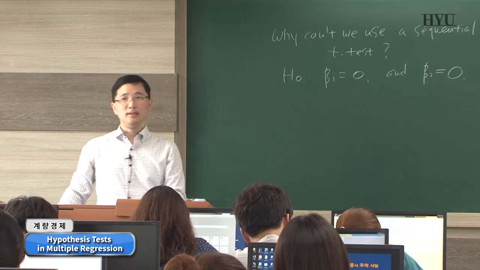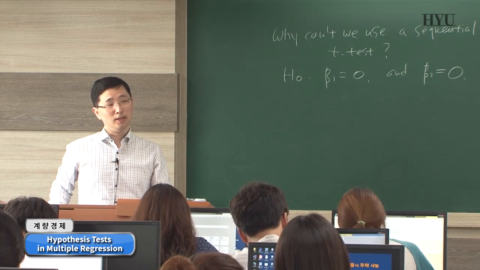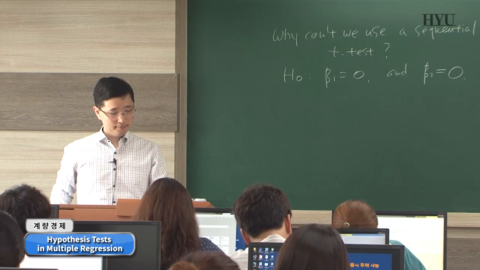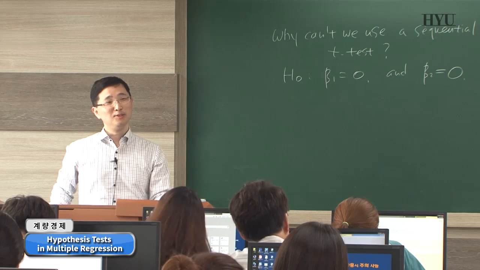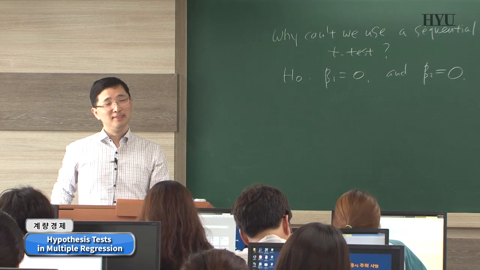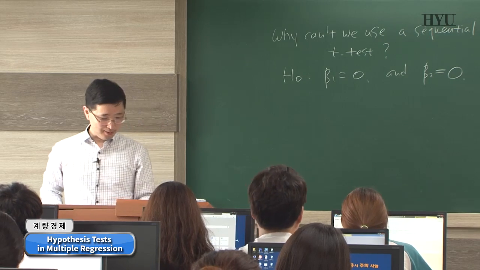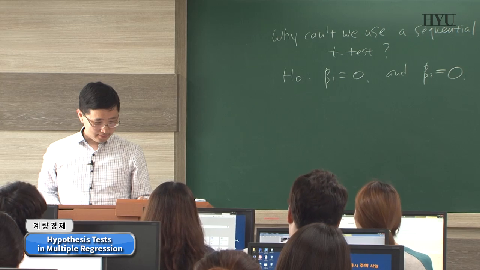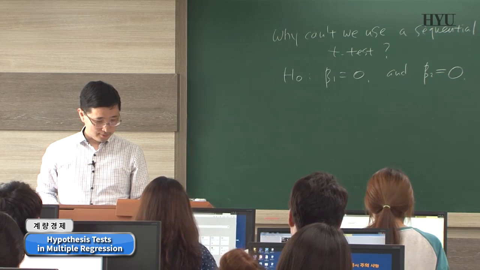So previously I said we shouldn't use a sequential t-test for a joint hypothesis, right? So let's try to understand it. The thing is, it's extremely tricky. So I'm going to do some calculations, but I usually get confused, okay? So I got to be really careful not to make any mistakes.